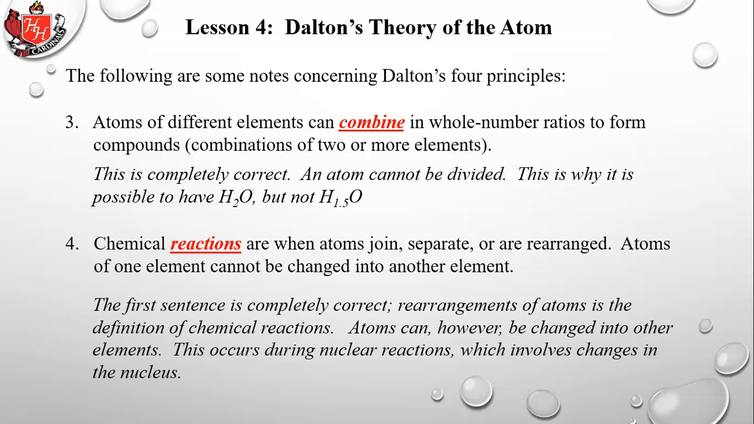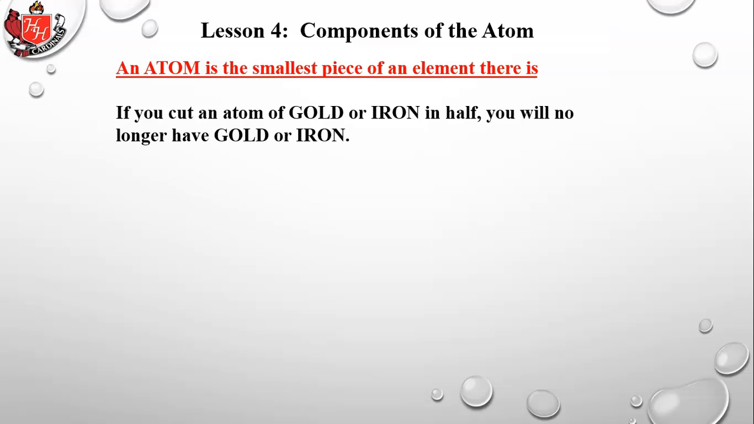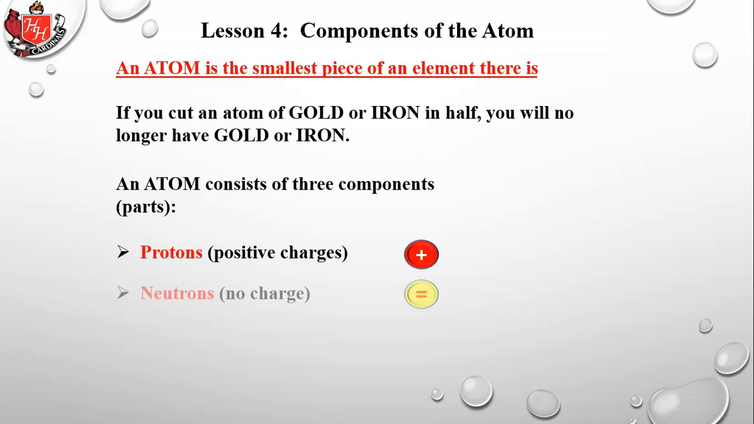The first sentence is completely correct. Rearrangements of atoms is really the definition of chemical reactions. Atoms, however, can be changed into other elements. This occurs during nuclear reactions which involve changes in the nucleus. An atom is the smallest piece of an element there is. If you cut an atom of gold or iron in half, you will no longer have gold or iron. An atom consists of 3 parts: protons, positive charges; neutrons, no charge; and electrons, negative charges.